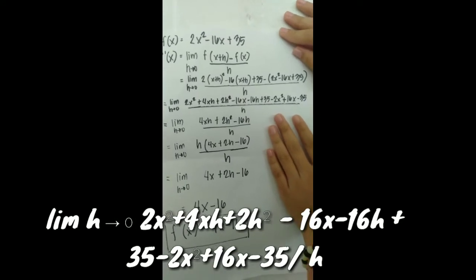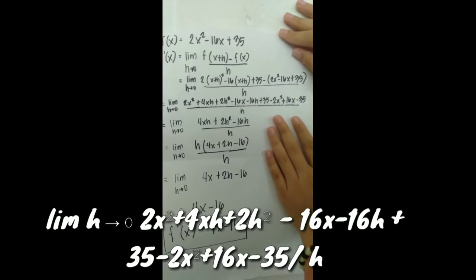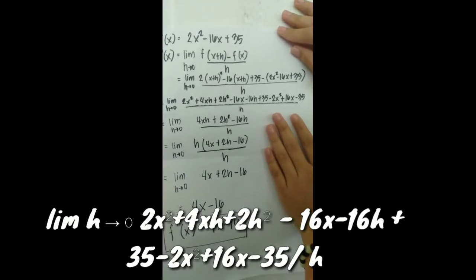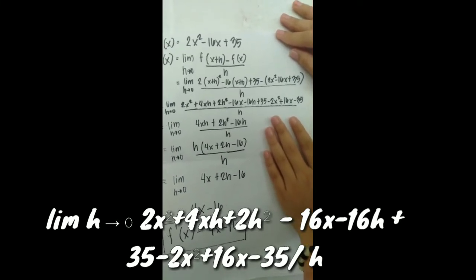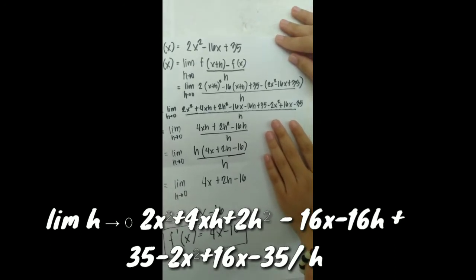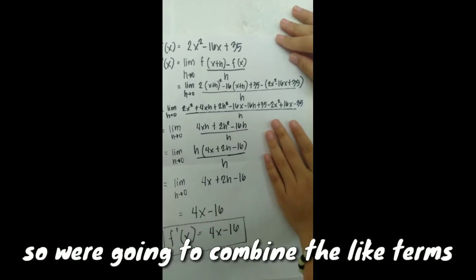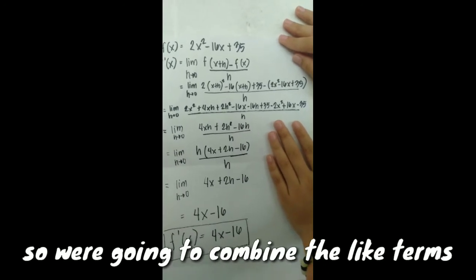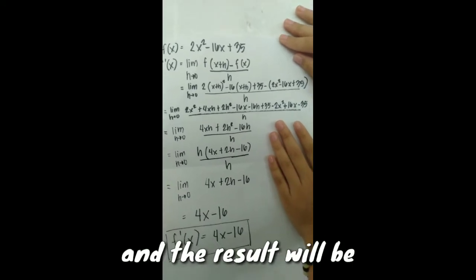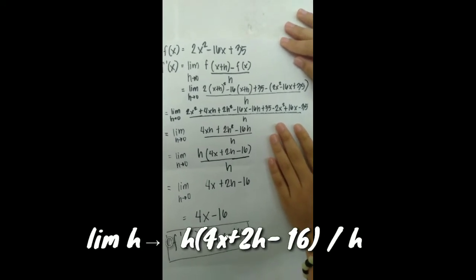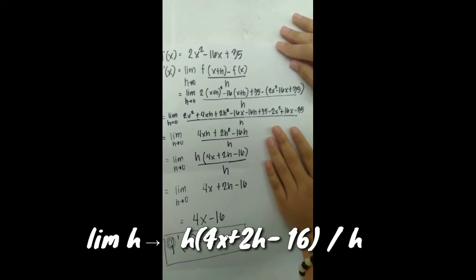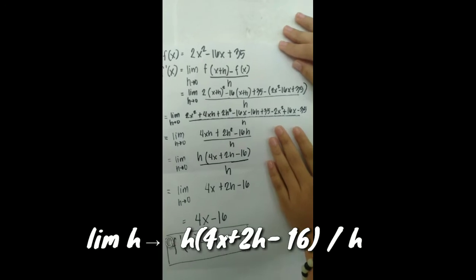Limit as h approaches 0 of 2x squared plus 4xh plus 2h squared minus 16x minus 16h plus 35 minus 2x squared plus 16x minus 35 all over h. So we're going to combine the like terms and cancel the like terms. And the result will be the limit as h approaches 0 of 4xh plus 2h squared minus 16h all over h.